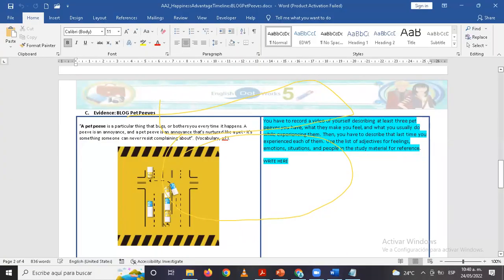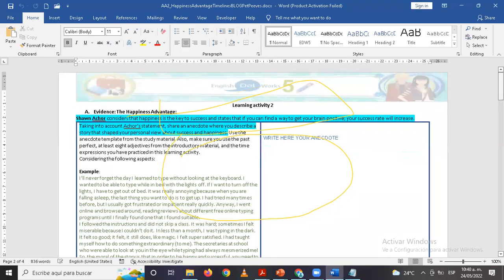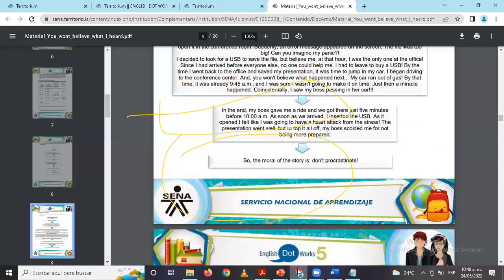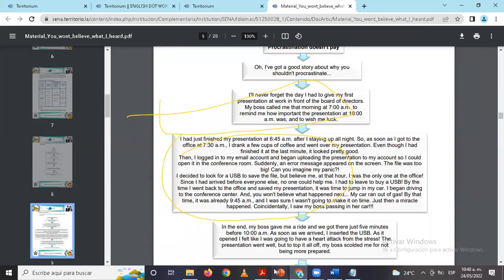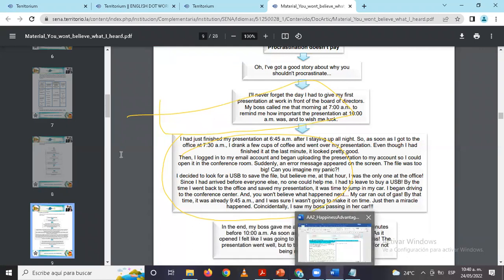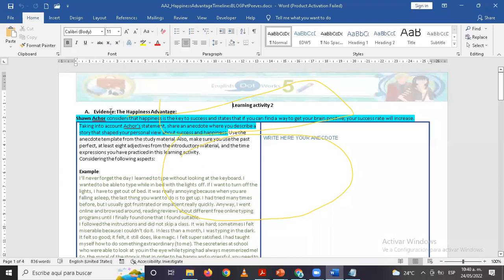Here we have at the last part of this second web conference, we have the learning activity 2, the happiness advantage in this activity. You have to write a full anecdote using the structures we have here in this part of the material. Here we have an example. Shawn Achor considers that happiness is the key to success, and it states that if you can find a way to get your brain positive, your success rate will increase.